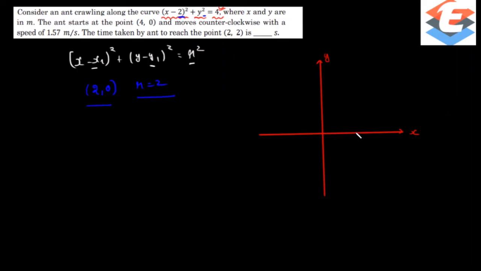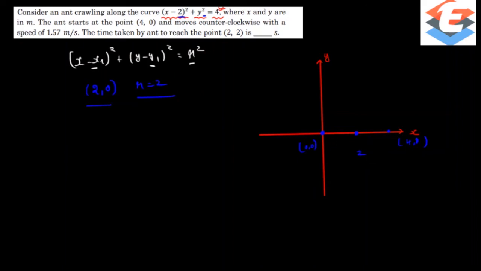So 2 comma 0 lies somewhere here, and the radius is 2. So this side is 2, this side is 2, and similarly top 2, bottom 2. If I go left side by 2, this will be the point 0 comma 0. Similarly, if I go right side by 2, this will be the point 4 comma 0. Because the center point is how much?